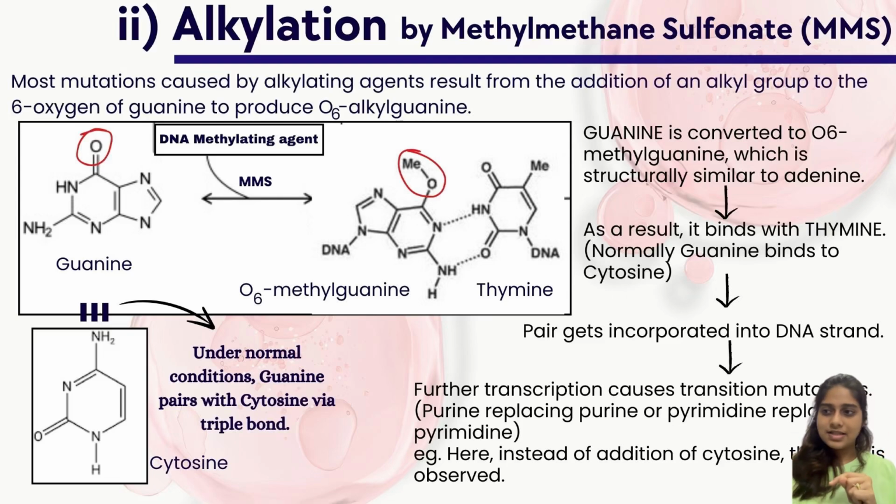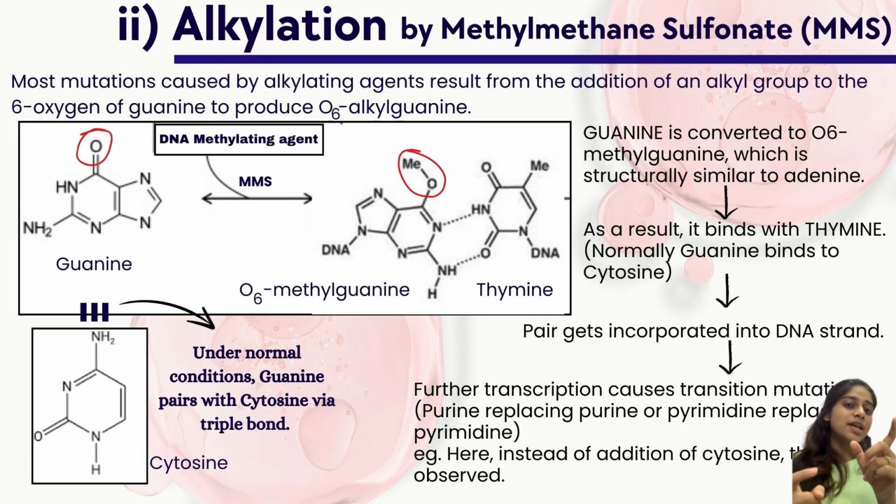As discussed previously, under normal conditions, guanine will bind to cytosine. But on treatment with MMS, a methylating agent, guanine is converted to O6-methyl guanine. Means the methyl group has been added at the O6 position on the guanine structure, due to which methyl guanine is structurally similar to adenine. Now adenine binds with thymine. That's why O6-methyl guanine will also bind with thymine.